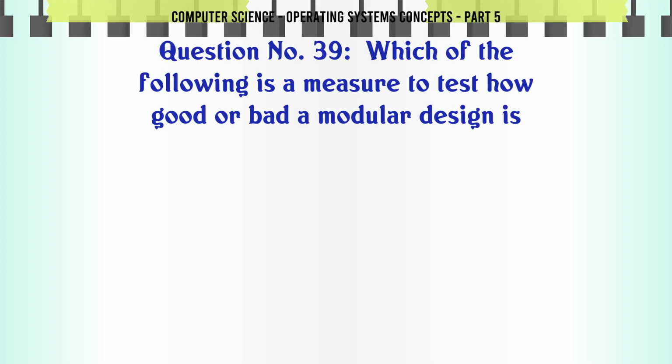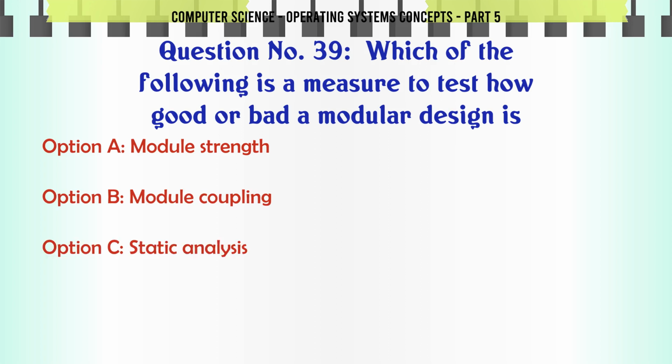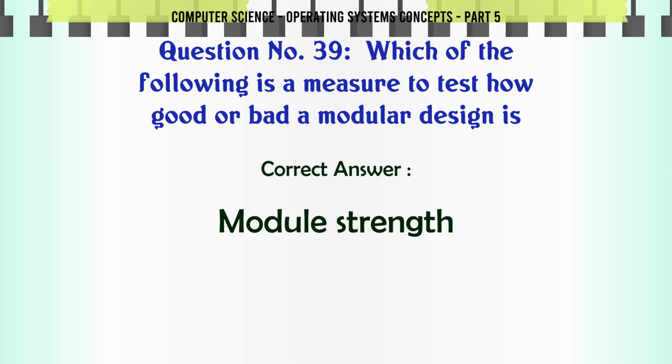Which of the following is a measure to test how good or bad a modular design is? A. Module strength. B. Module coupling. C. Static analysis. D. All of the above. The correct answer is module strength.